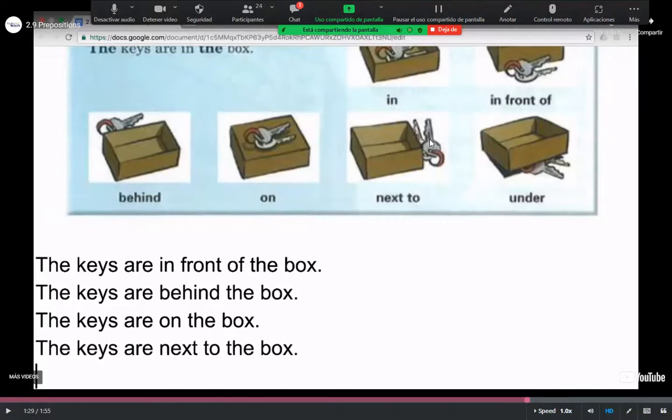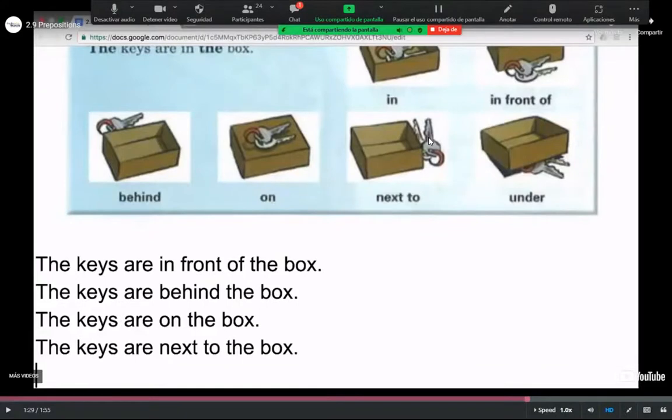Next to. Under. Again. Under. Next to. On. Behind.